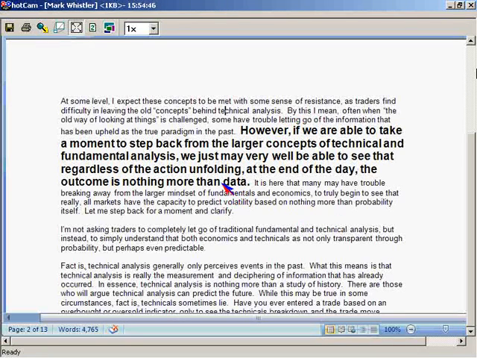Okay, so here we go. We're going to focus on this sentence here. The outcome is nothing more than data. Now, let's talk about this sentence for a minute.